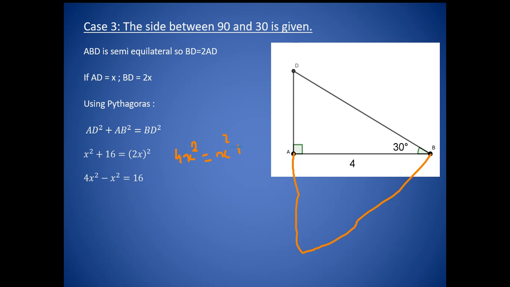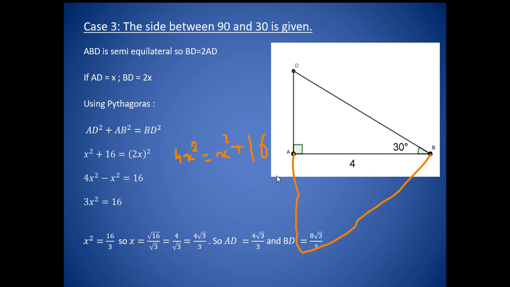So I will have 3x squared is equal to 16. X squared is equal to 16 over 3. So x is equal to radical 16 over 3. What is radical 16? 4. 4 over radical 3. And then I will rationalize it. 4 radical 3 over 3. Did you see the radical 3? I saw radical 3 many times. So what can I deduce about AD? AD is 4 radical 3 over 3. And BD is times 2. So 2 times 4, so 8 radical 3 over 3.